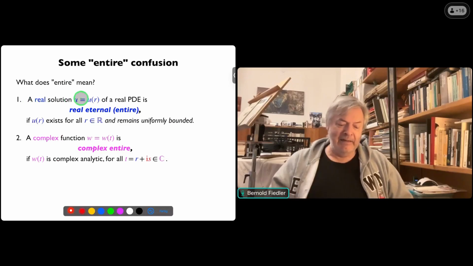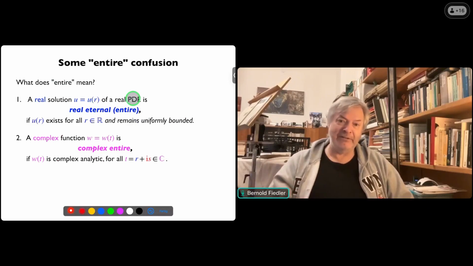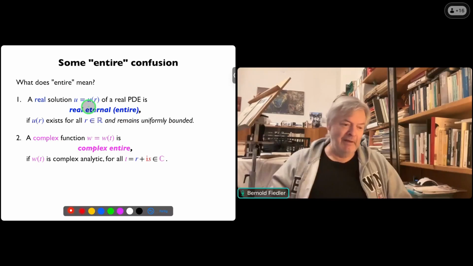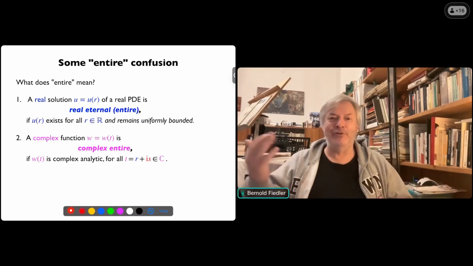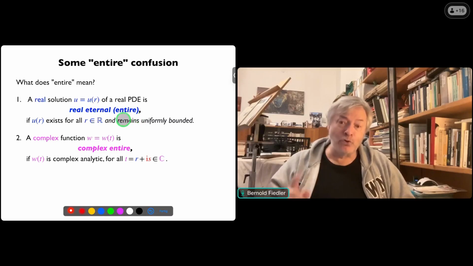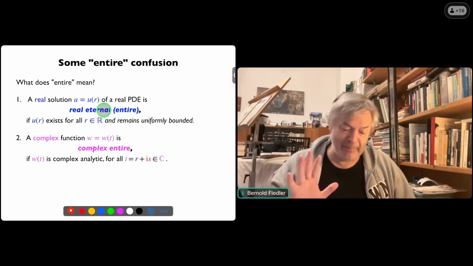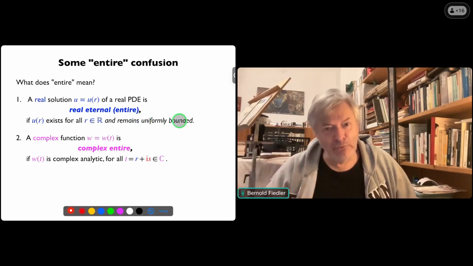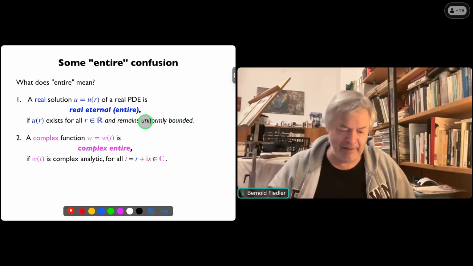Let us study real solutions. Here t is time of a real partial differential equation, and then we call such solutions eternal. They are eternal in the sense that they exist from minus infinity to plus infinity in time. I also require, when I talk about eternal solutions, the solutions to be uniformly bounded. Some people do not require that. I do. So we can talk about real eternal solutions.